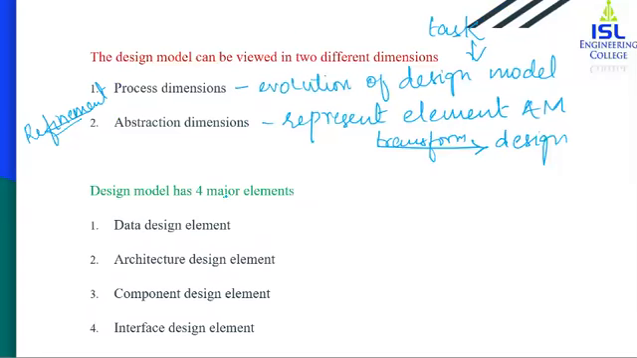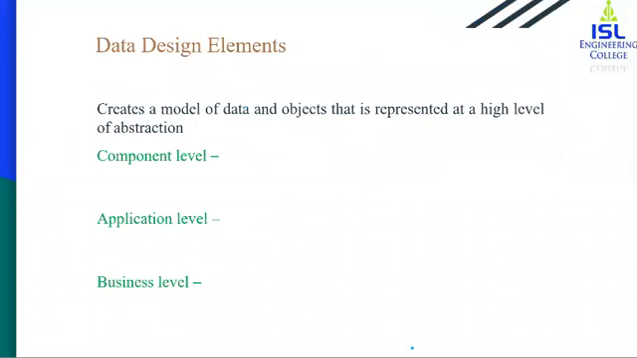Now, this design model is going to have four major elements: the data design element, the architectural design element, the component design element, and the interface design element. Let's see what this is in detail. The first one is the data design element.